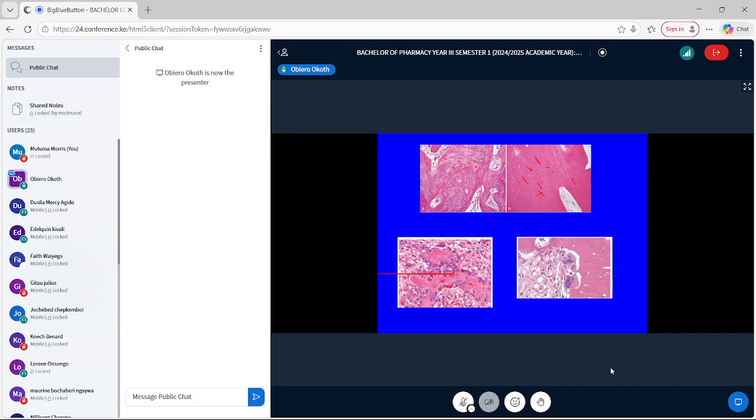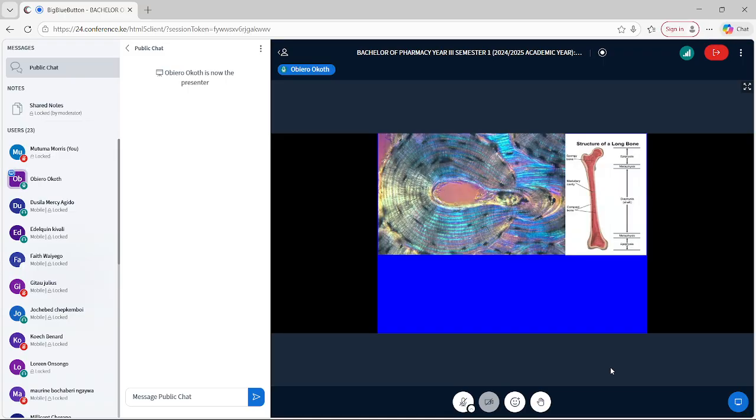This is mature bone. What we have here are the osteoclasts. They are large cells, they're multinucleated, they normally come from monocytes. And they're breaking down bone so that you maintain the shape of the bone. That's what we mean by bone resorption. This is how bone looks like.